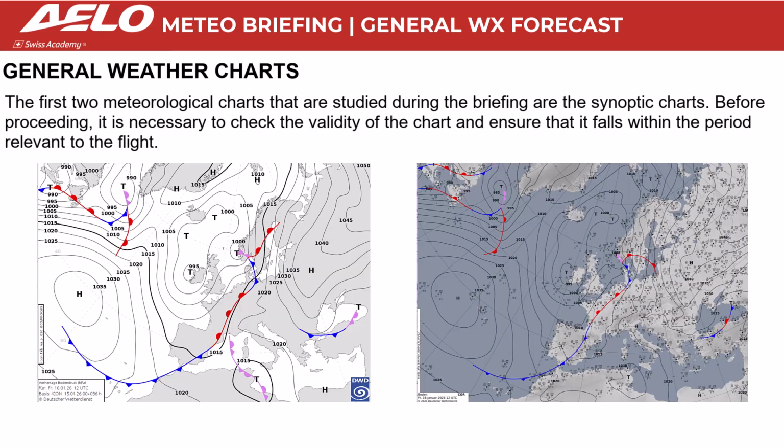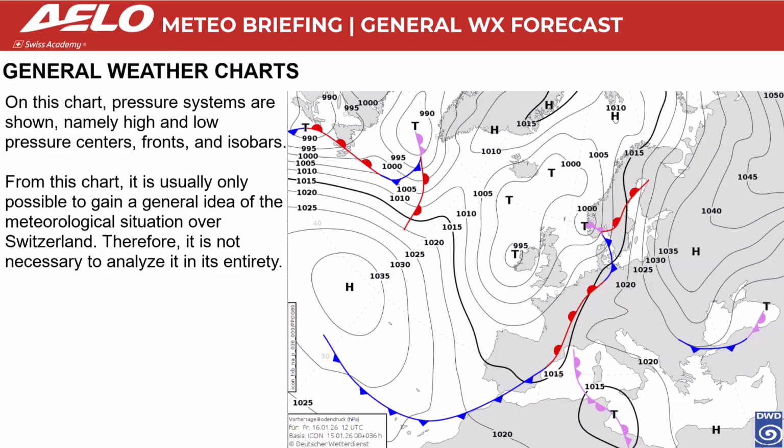The first two meteorological charts that are studied during the briefing are the synoptic charts. Before proceeding, it is necessary to check the validity of the chart and ensure that it falls within the period relevant to the flight. On this chart, pressure systems are shown, namely high and low pressure centers, fronts, and isobars. From this chart, it is usually only possible to gain a general idea of the meteorological situation over Switzerland. Therefore, it is not necessary to analyze it in its entirety.